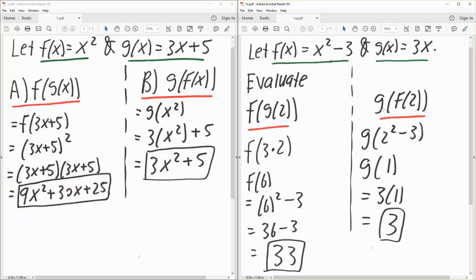And now we'll do this problem. g of f of 2. So we plug in 2 for x in f of x, so f of 2. So 2 squared is 4. 4 minus 3 is 1. So now we have g of 1. So we plug in 1 for x here. So 3 times 1 is 3. And so this right here would be the final answer. And that's all we need to do for composite functions.